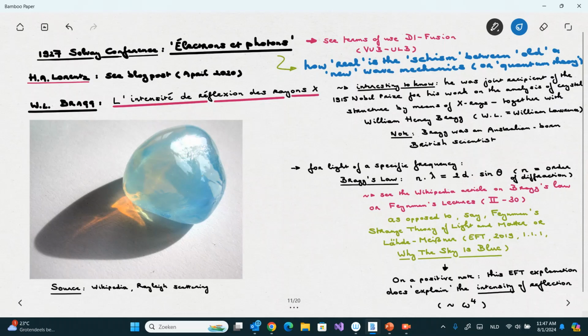The thing I want to do is actually revisit the divide, or so-called divide, between old and new quantum theory and wave mechanics, and I will do so by revisiting the papers, presentations, and more particularly the discussions at the fifth Solvay Conference in 1927, which was quite a watershed indeed.